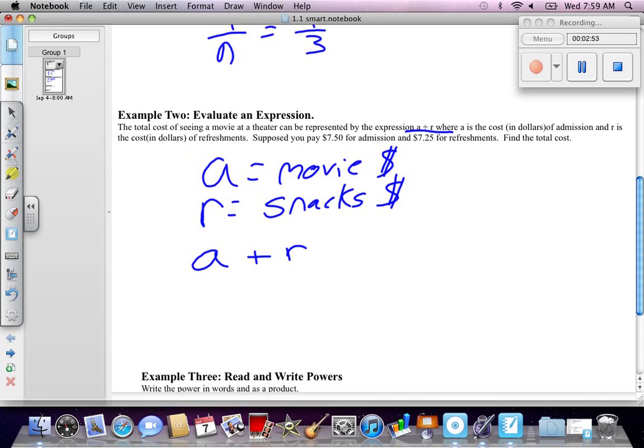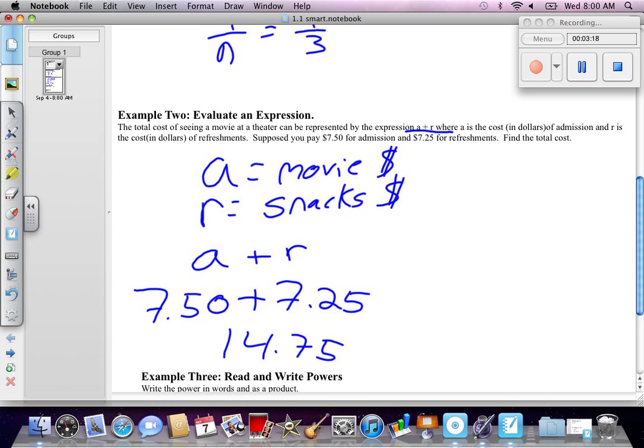So in this story problem, what is our movie price? What is our admission? How much did we pay? $7.50. And how much did we pay for snacks? Yeah, $7.25. Which is probably one small popcorn. You want to tell me total? $14.75. See, that wasn't too bad. Okay. But that's important because if you have $10 in your pocket, you cannot buy refreshments. Okay. The real life stuff here.